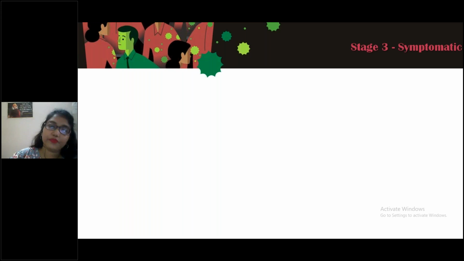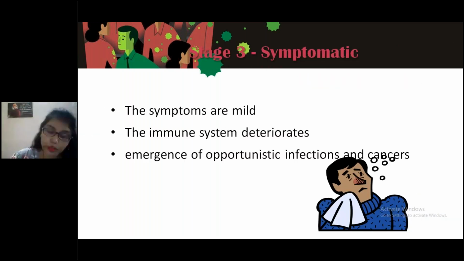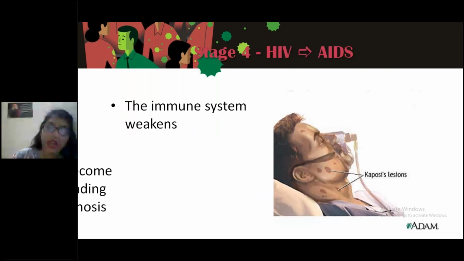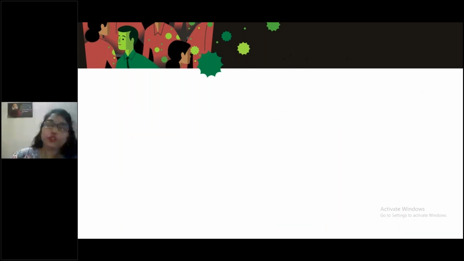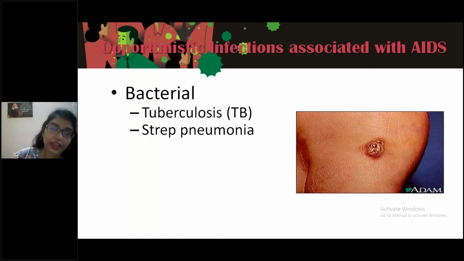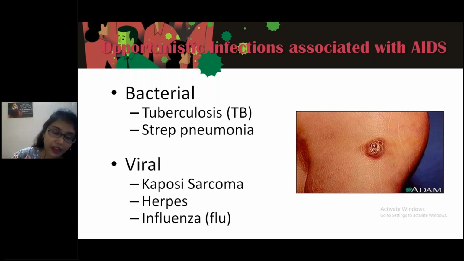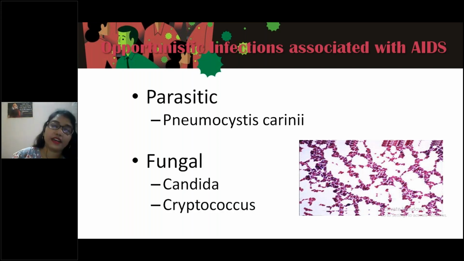Then there is a symptomatic stage in which the symptoms are mild and slowly the immune system deteriorates, and slowly there is an emergence of opportunistic infections and cancers. And then there is the last stage, that is AIDS, in which the immune system weakens and the illnesses become more severe. Opportunistic infections are a very long list, out of which only the important ones are bacterial infections, like tuberculosis and pneumonia, and then Kaposi sarcoma, herpes zoster, influenza, and then Pneumocystis carinii infection, Candida, cryptococcus. These are only examples.